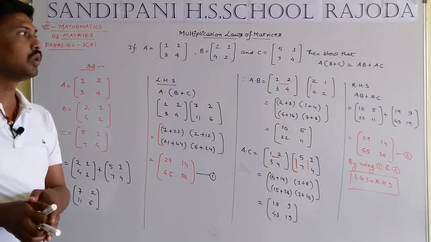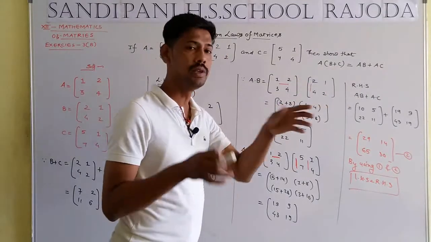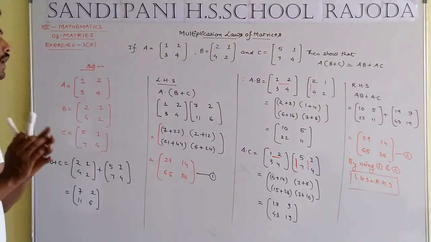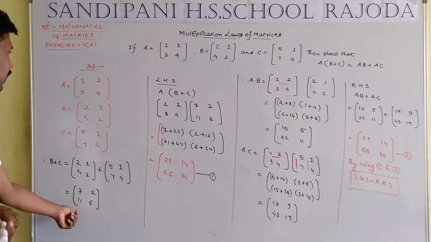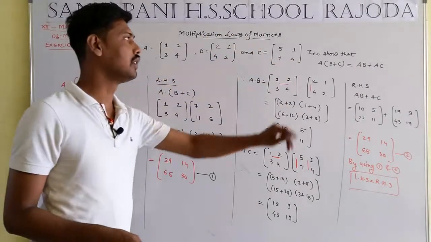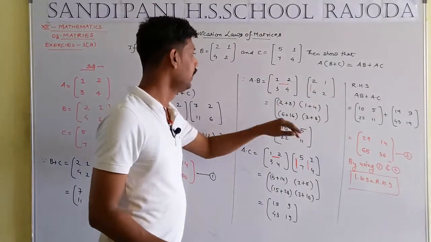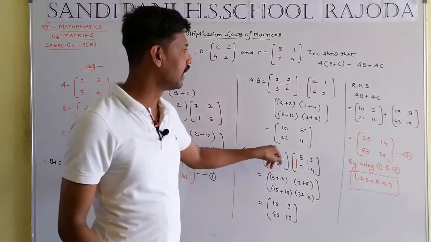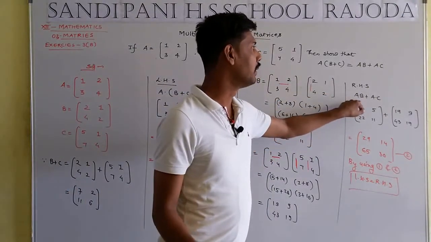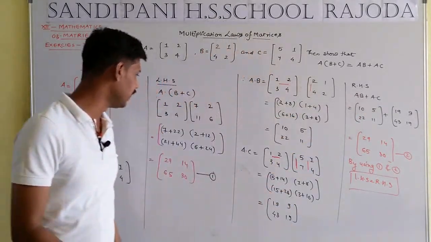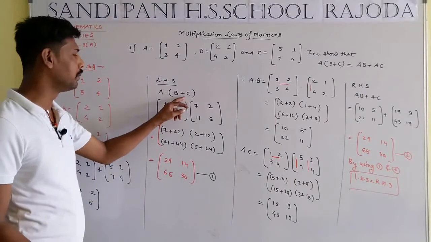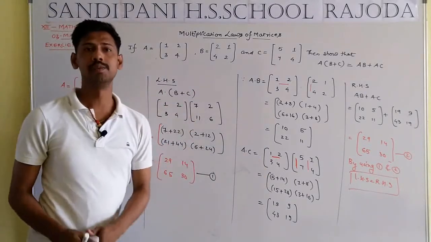According to the BODMAS rule, we first find the value of B plus C, adding each and every element of B with the corresponding element of C. Then, according to the RHS, we find A dot B and A dot C, and then we get AB plus AC. The result of AB plus AC equals the result of A dot (B plus C). So we have hence proved.